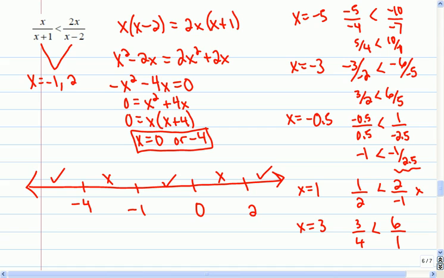Okay, so these asymptotes here, remember that causes a division by 0, so I'm going to circle them so I don't include them in my answer. So the answer would be x can be less than negative 4. It can be from negative 1 to 0, and it can be greater than 2.